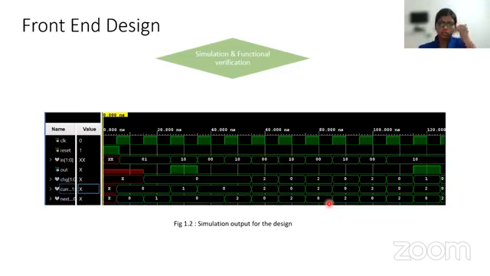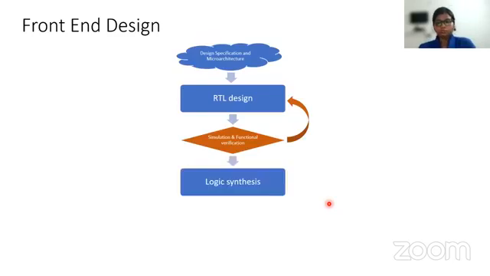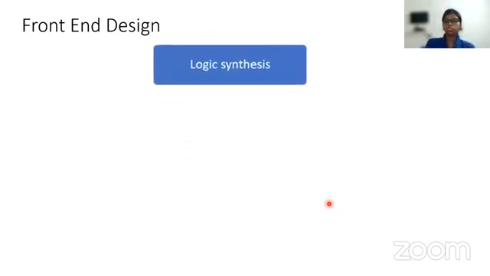Okay. So after simulation and functional verification, what would be the next step? The next step would be logic synthesis. Now, what do we do in logic synthesis? In logic synthesis, what we basically do is that we have our RTL code. Now, we'll be converting our RTL code into a gate level netlist.